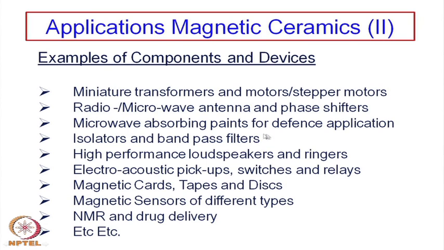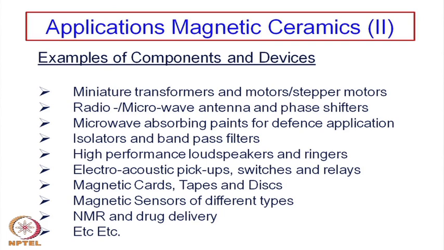Microwave absorbing paints are used for defense applications, particularly some of the ferrites, which are microwave absorbing. So, if you want to black out from radar communication, one can paint it with microwave absorbing paints, and these microwave absorbing paints are nothing but some of the ferrites.